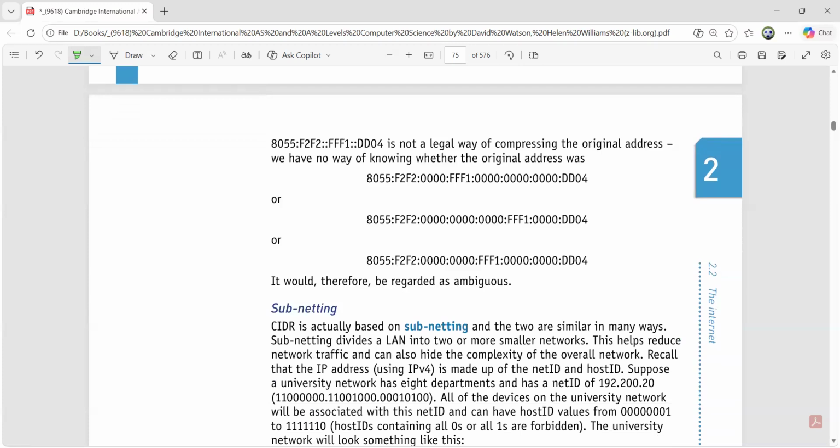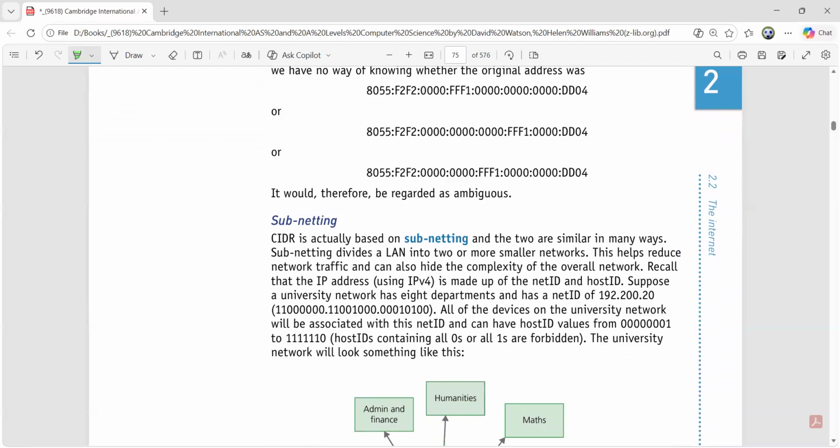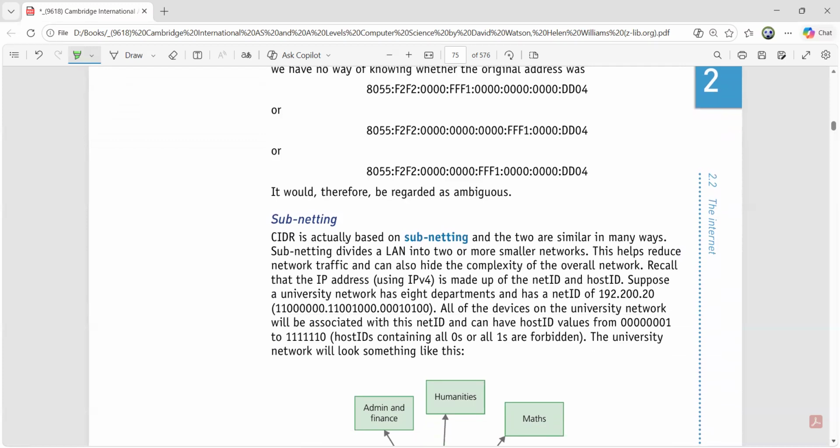Now moving to subnetting, once again discussed here in detail, and be very, very attentive. CIDR is actually based on subnetting. When we talked about dividing the 24 plus 8 combination into our own as 18 plus 14, that was an example of subnetting. And the same is continued here in this example also.